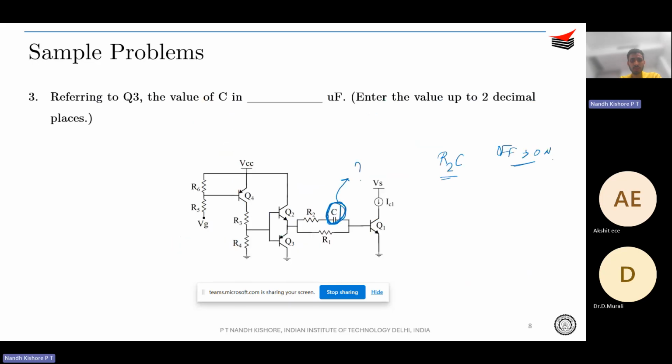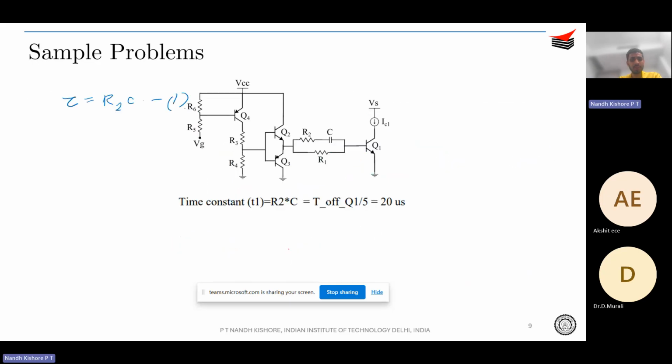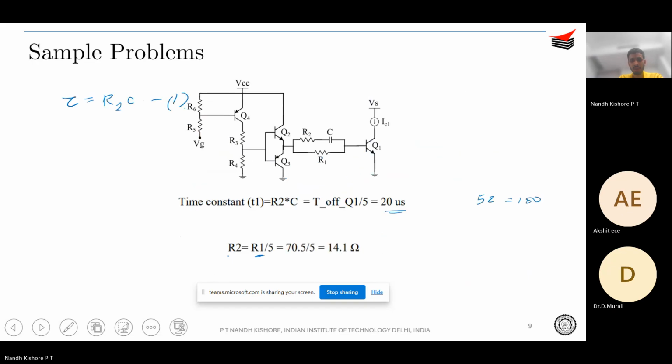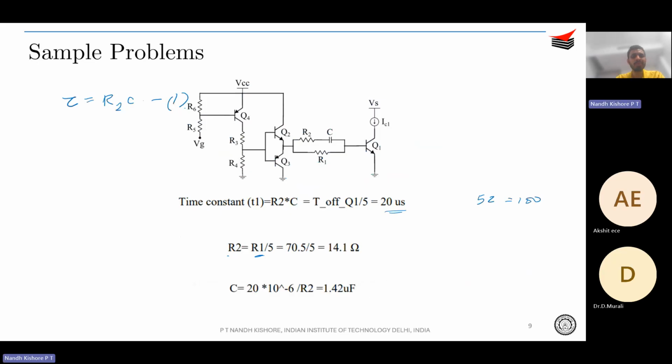Okay. So as I was telling, 5 tau is equal to 100. So from that you get that R2 into C is 20 microseconds. And they have also given that R2 is equal to R1 by 5, right? That is, we just got R1 as 70.5 ohms. So R2 is equal to R1 over 5. So you get what is R2. If you get what is R2, you get what is C. Okay. So this is 1.42 microfarads, right?